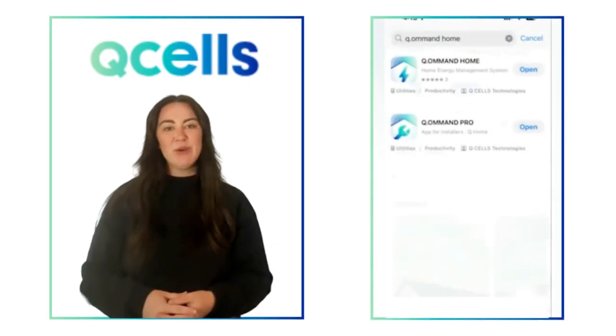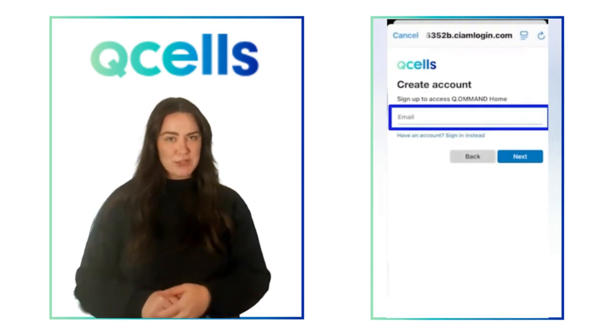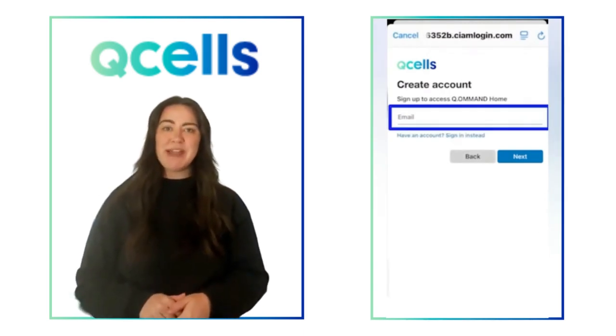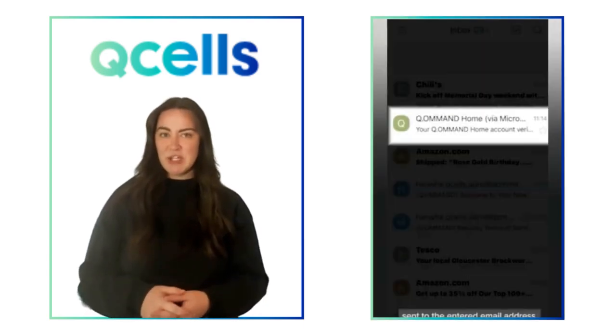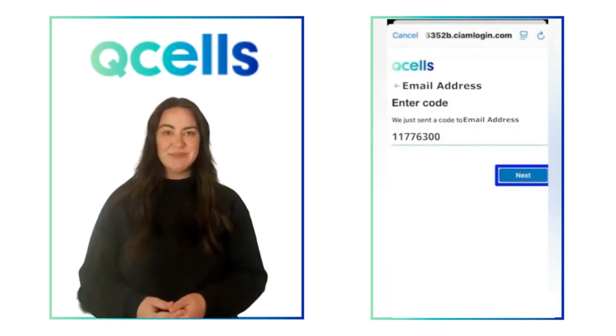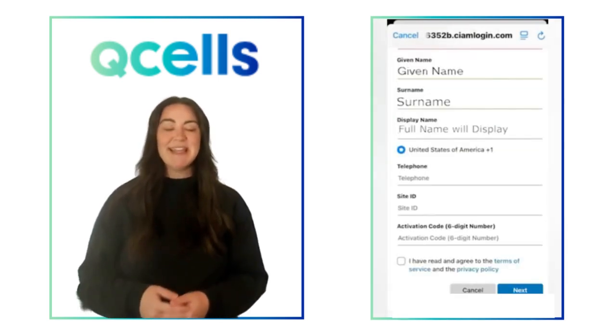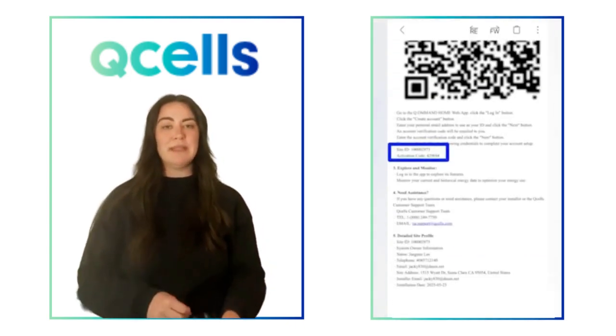Download the Q Command Home app on your device, but first make sure that it's Home and not the Pro version. Open the app and create your account by entering in your email address. You'll receive an 8-digit verification code within that email. Enter that in to continue account creation. Next, fill in your details, including the site ID and activation code within that first welcome email.